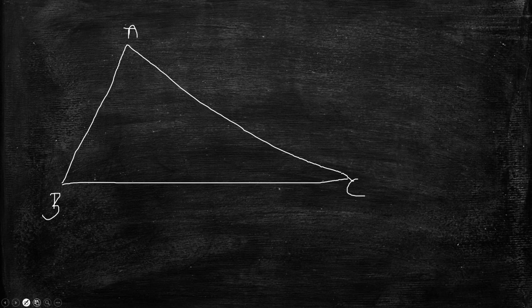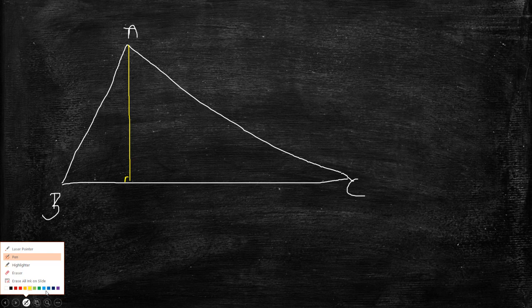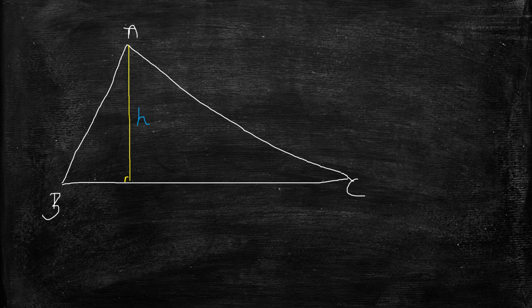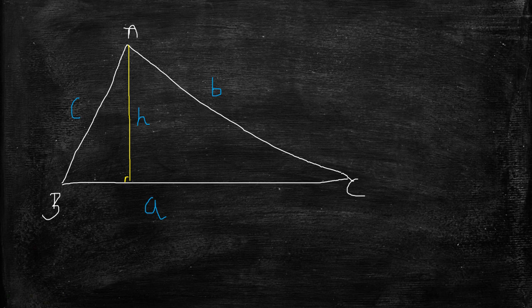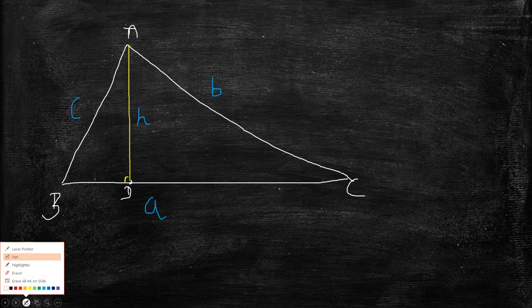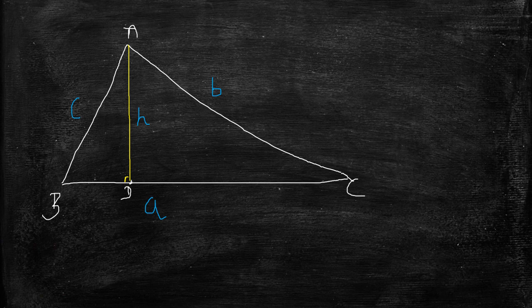Okay. Now what I am doing here is I am dropping an altitude from A, and I am calling the length of this altitude h. Now this will be my A, this will be my B, and this will be my C, and I'm calling the intersection of the altitude with the side BC as D. Okay, now I'm assuming that this AD divides BC into parts, that is BD and DC.